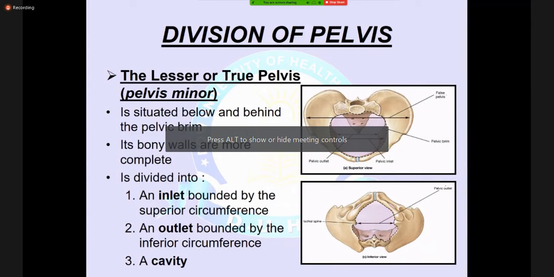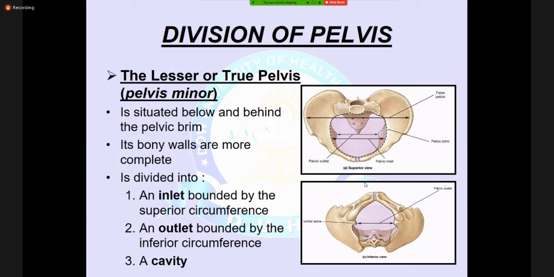So the lesser or the true pelvis, the pelvis minor, is below and behind the pelvic rim. The bony walls are more complete. It has an inlet over here, bounded by the superior circumference, and then it has an outlet which can be seen over here. This is the outlet or the lower inferior circumference. And in between the superior and the inferior circumference, we have the cavity of the pelvis.